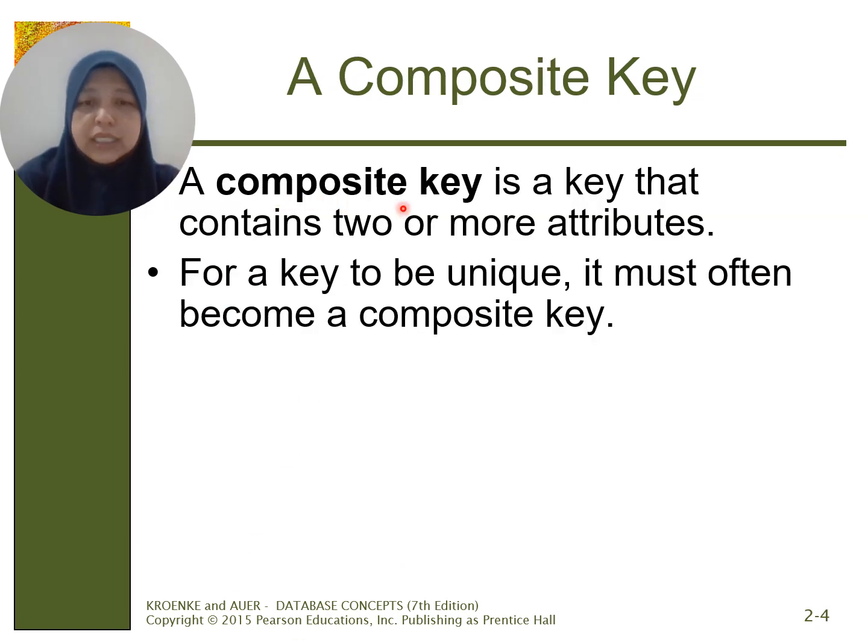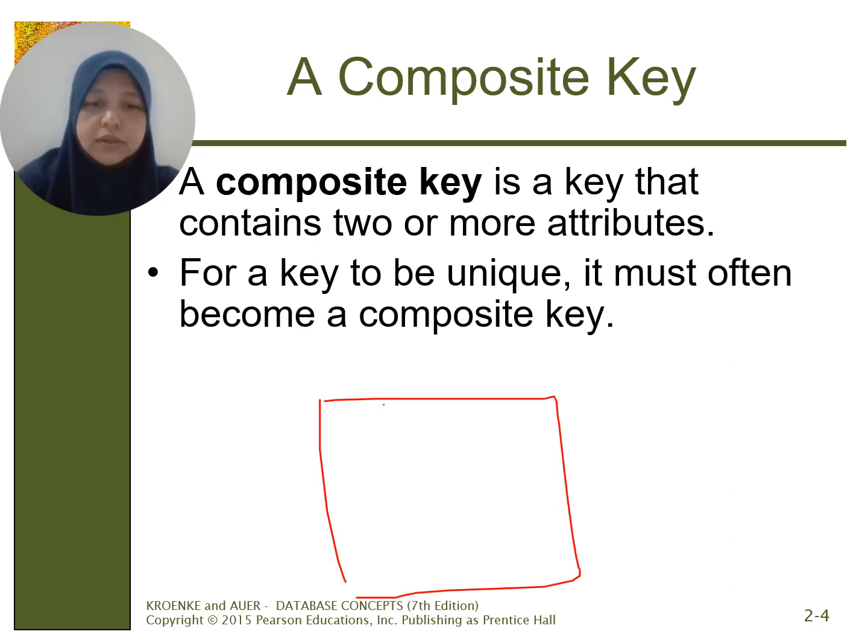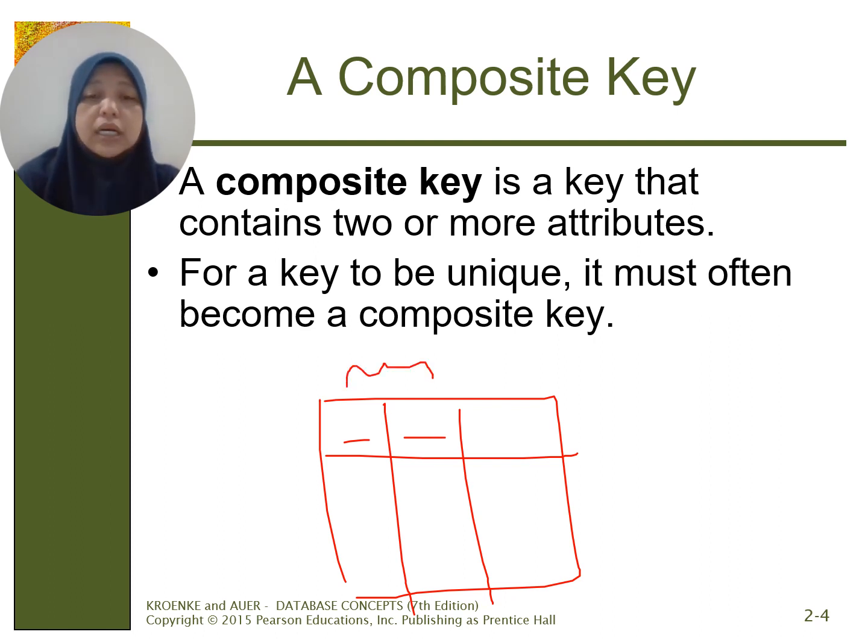A composite key is a key that contains two or more attributes. For a key to be unique, it must often become a composite key. So composite key means, let's say in a table you have three columns, and this attribute and this attribute together are the key. That's what we call a composite key.